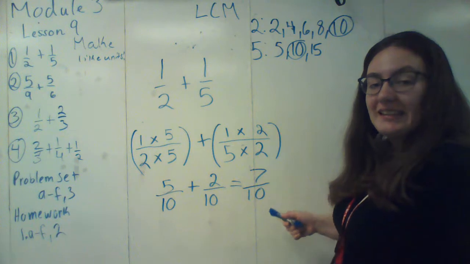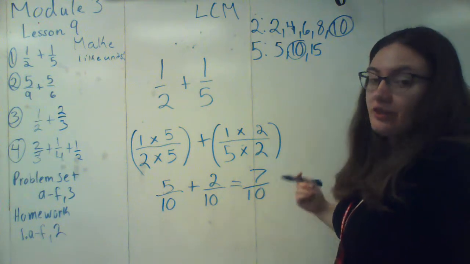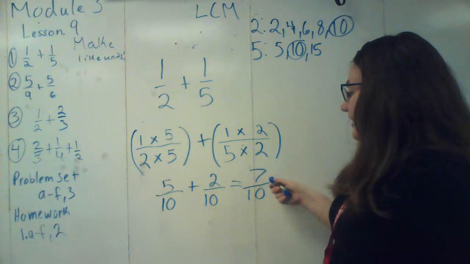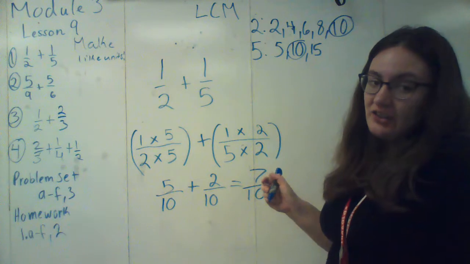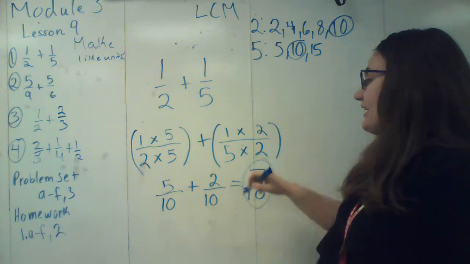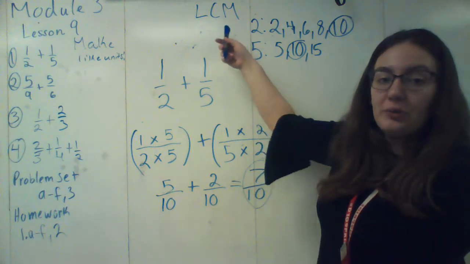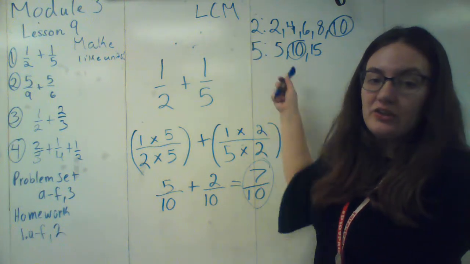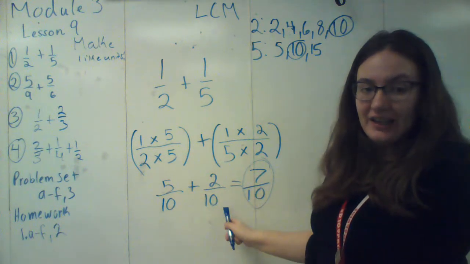When I look to simplify, that is when I would find the greatest common factor between these two numbers. And the greatest common factor between these two would be just the number 1, so my answer is simplified. So this one would be 7/10. So when you're trying to make those common denominators, you want to get your LCM so that you can get common denominators like 10 and 10.